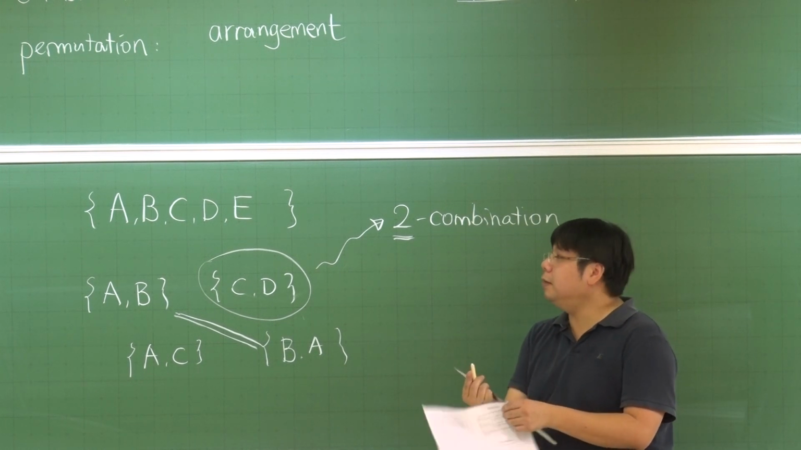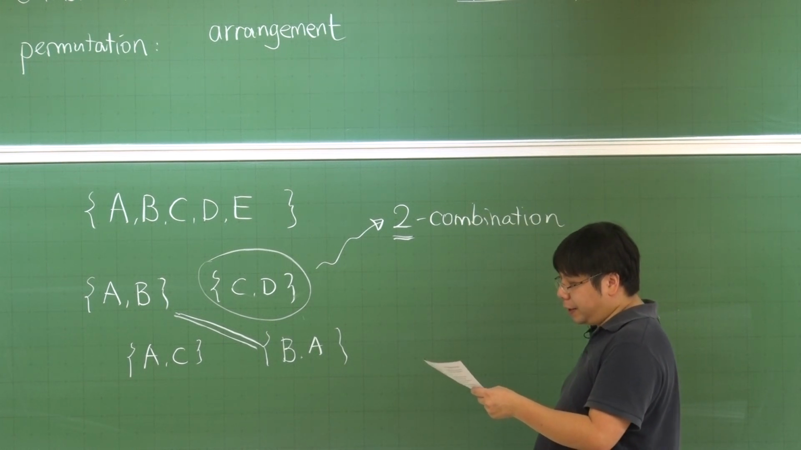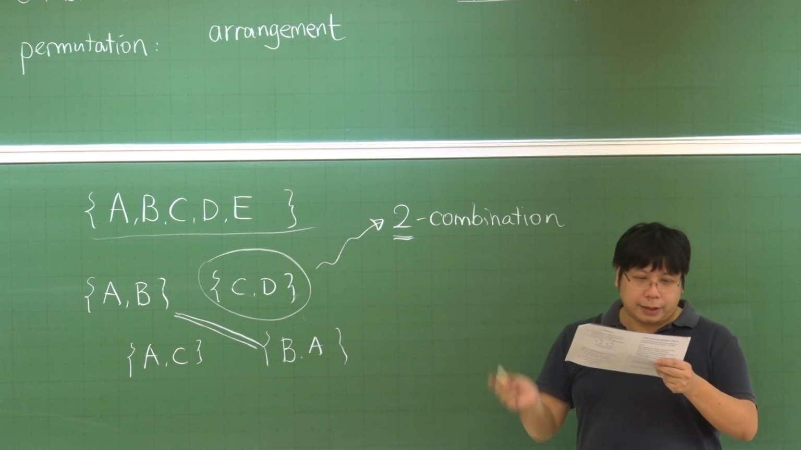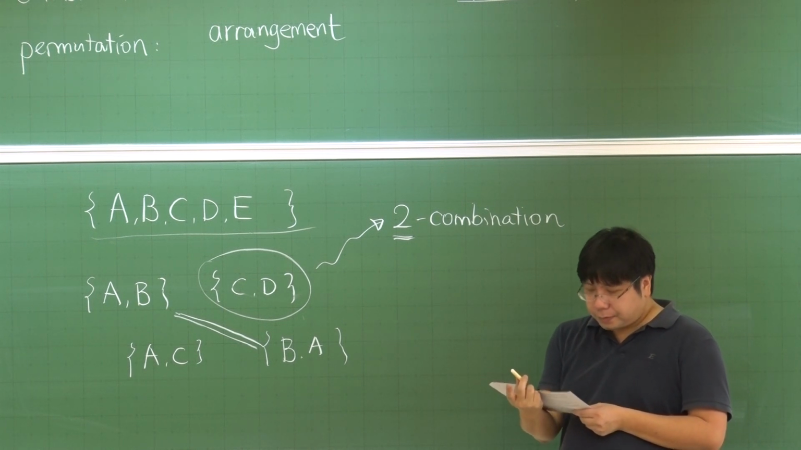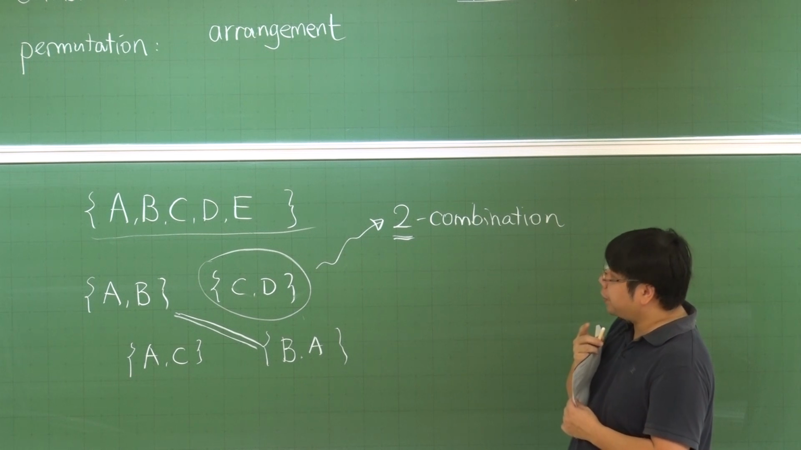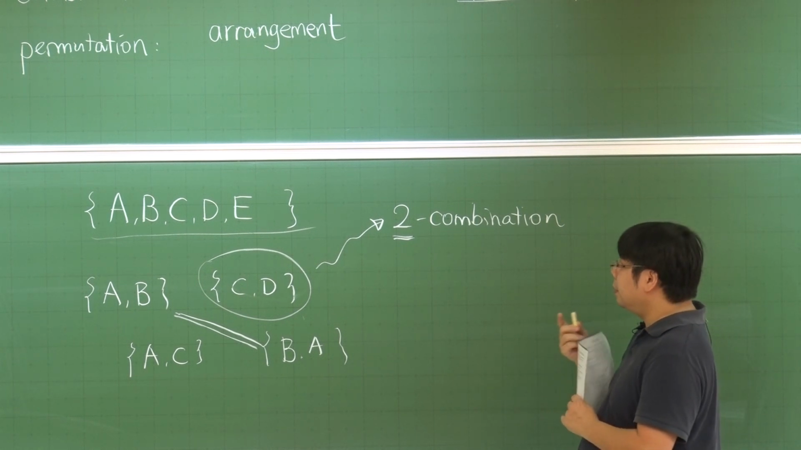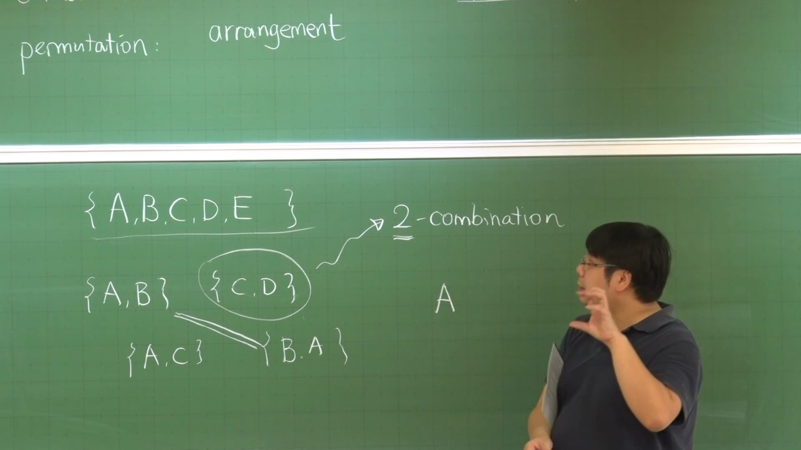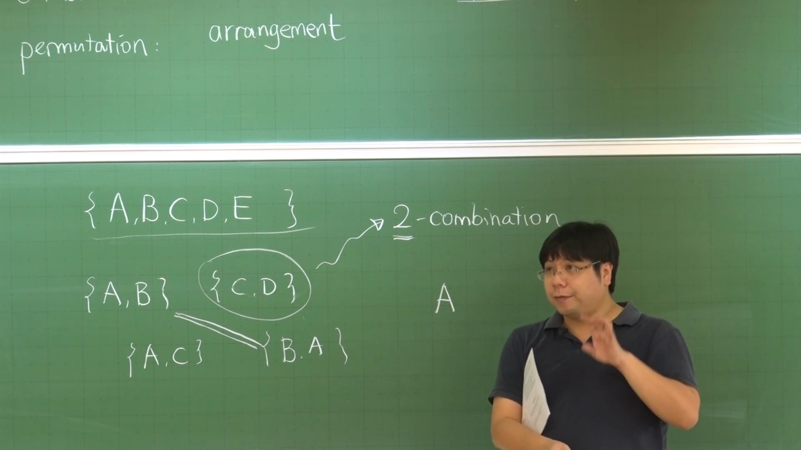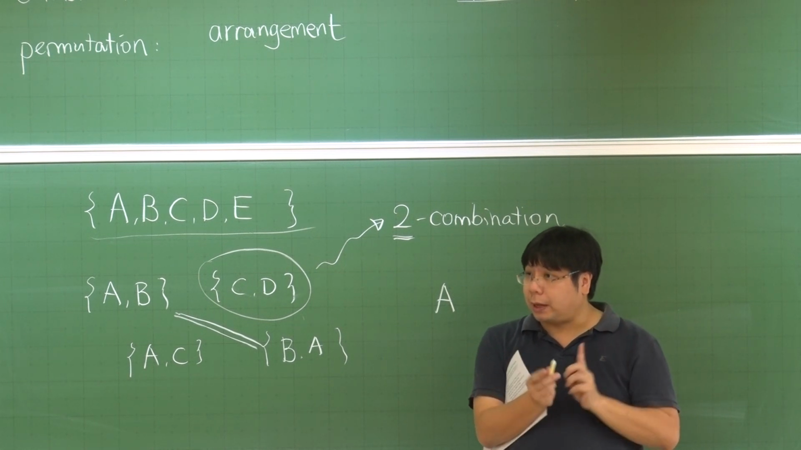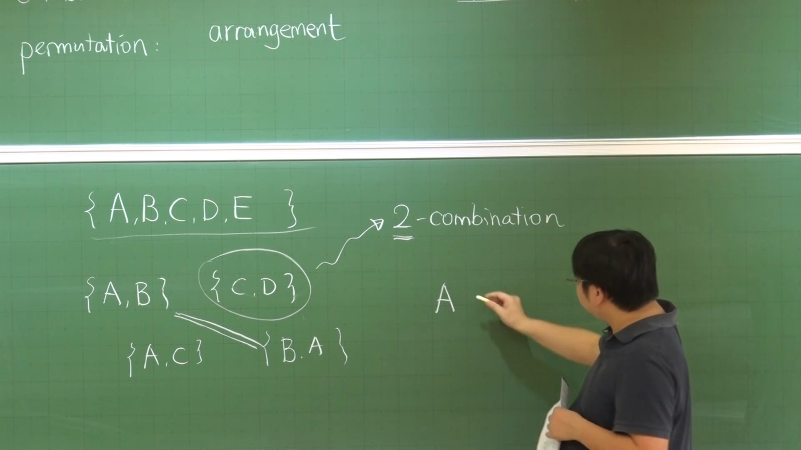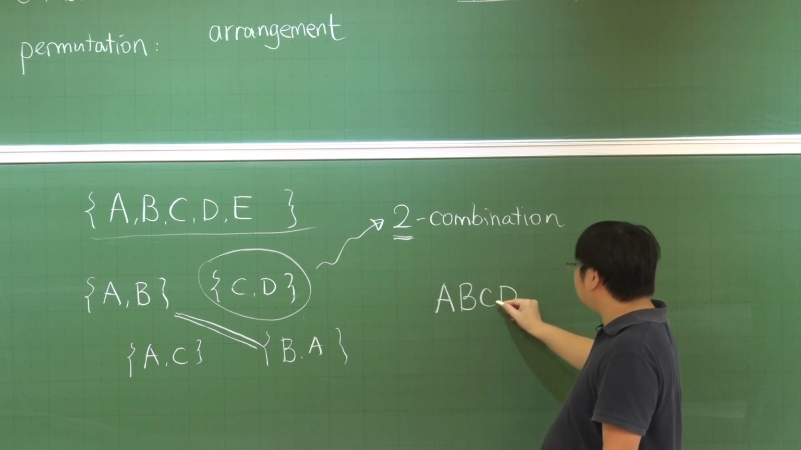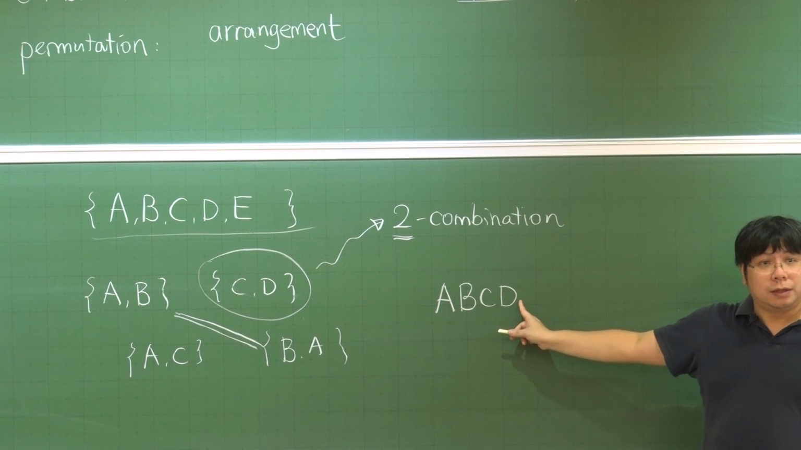Similarly, let's say we have the same objects A, B, C, D, E. This time, let us say the ordering of the items is important. So we want to select, let's say this time, 4 items from this group and then make an arrangement of them. One possible way of selecting and arranging is, let's say, A, B, C, D. This is one possible arrangement by selecting 4 items.